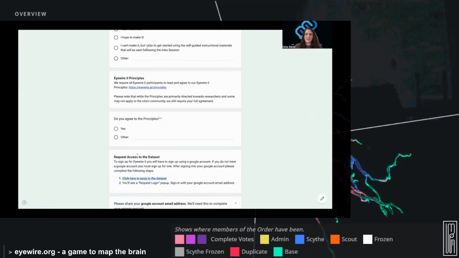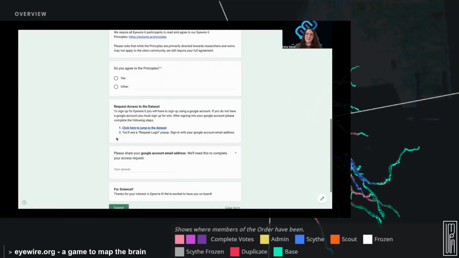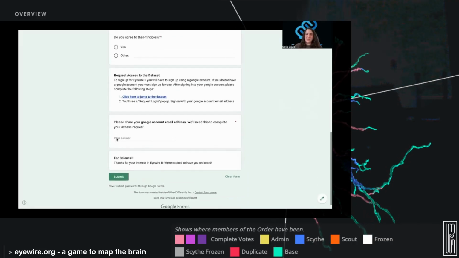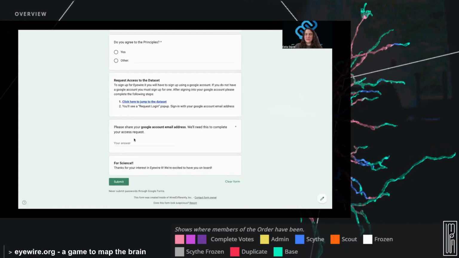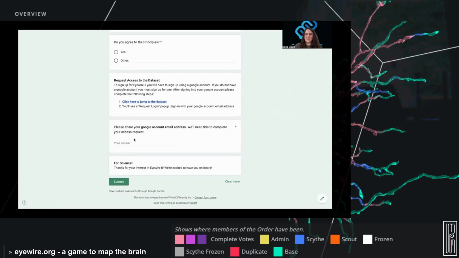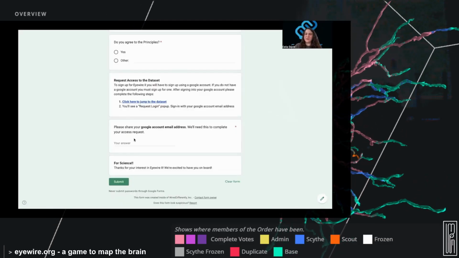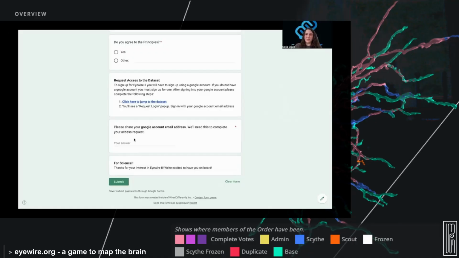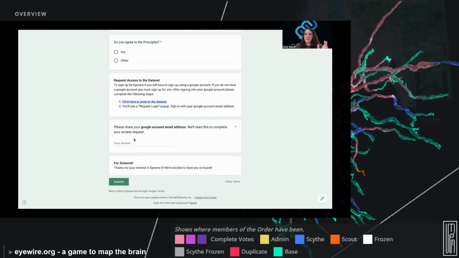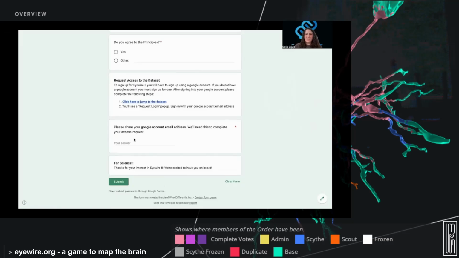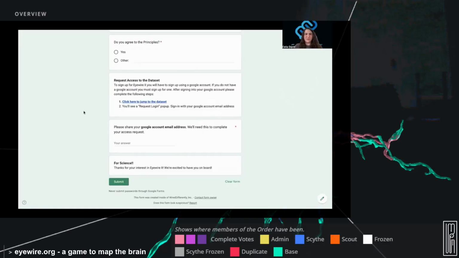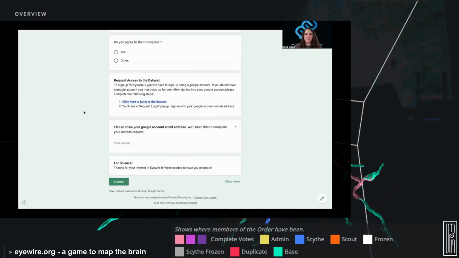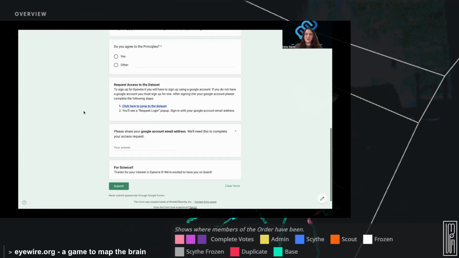This is basically to get access to the data set. You'll need to agree to the principles and add a Google account email address. We need that information to be able to get you started. For the people who have already signed up, I'll give you access after we finish up this session. And then you should have access. If you have any issues jumping into the data set, you can let me know.